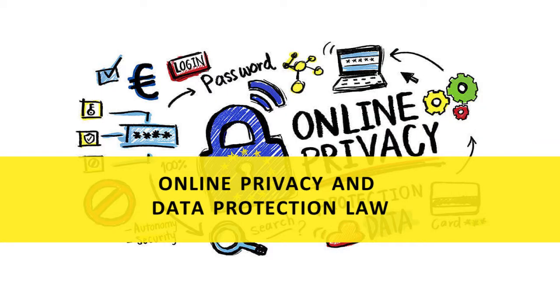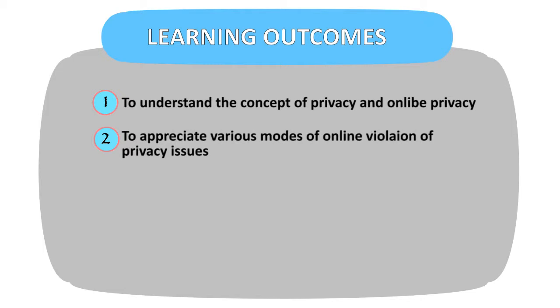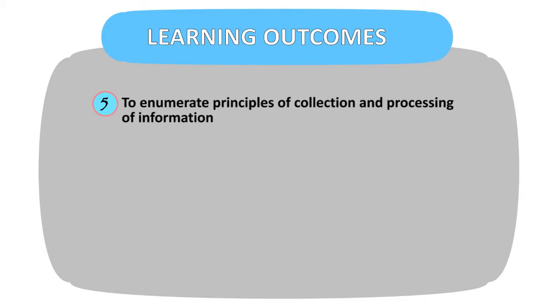Today's topic of discussion is online privacy and data protection law. Very important discussion, very important topic. The main objective of the discussion is to understand the concept of privacy and online privacy; second, to appreciate various modes of online violation of privacy; next, to analyze the privacy regulation of the European Union and India, and to understand the concept of data protection; to explain the protection provided to data under various jurisdictions; and at the end, to enumerate the principles laid down for collection and processing of information.